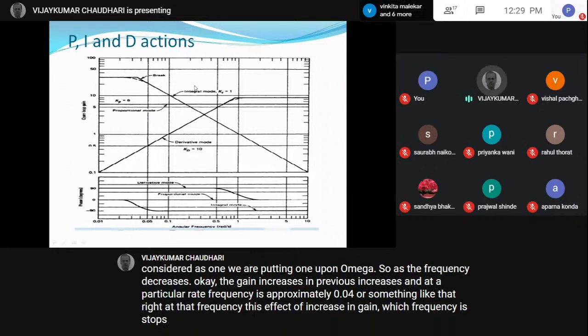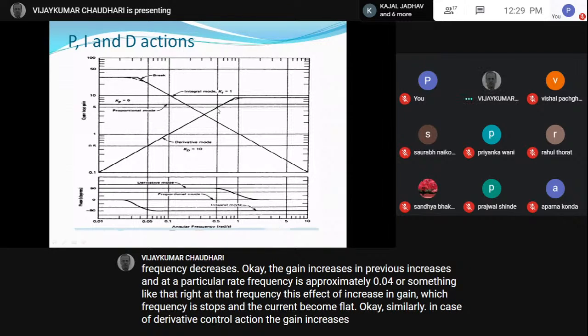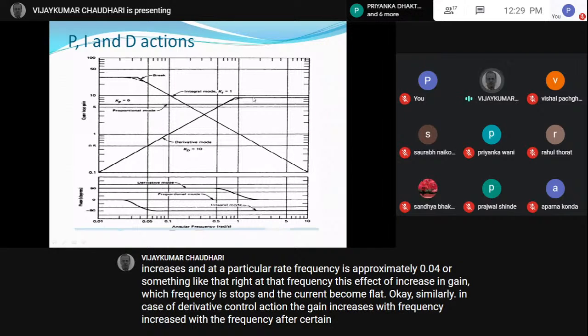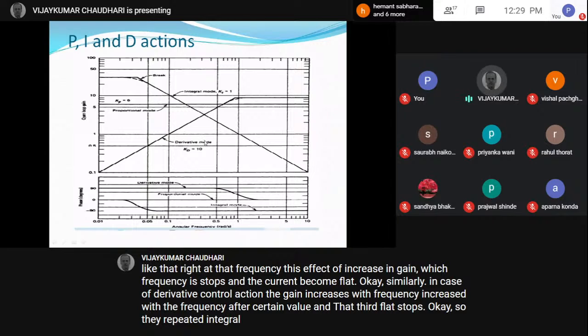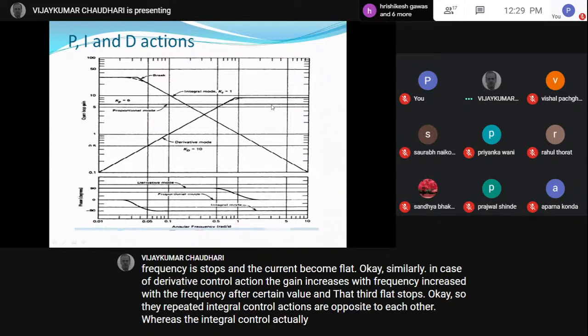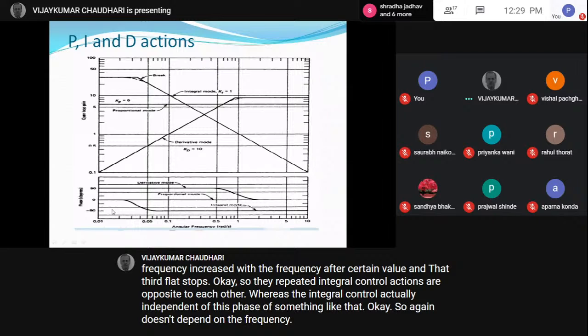Okay. Similarly, in case of derivative control action, the gain increases with frequency up to a certain value of frequency, and then it becomes flat. The curve stops. So derivative and integral control actions are opposite to each other, whereas for proportional control the gain doesn't depend upon the frequency.